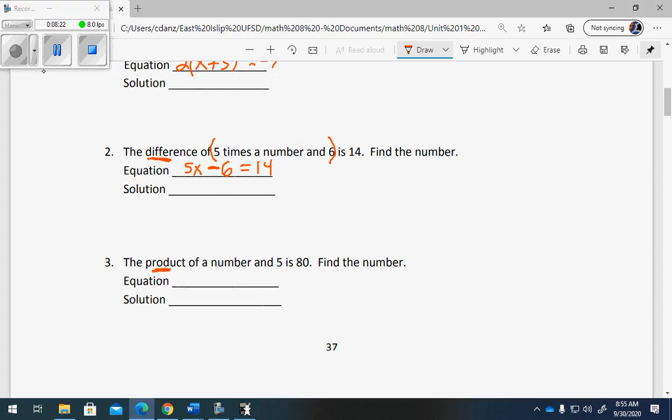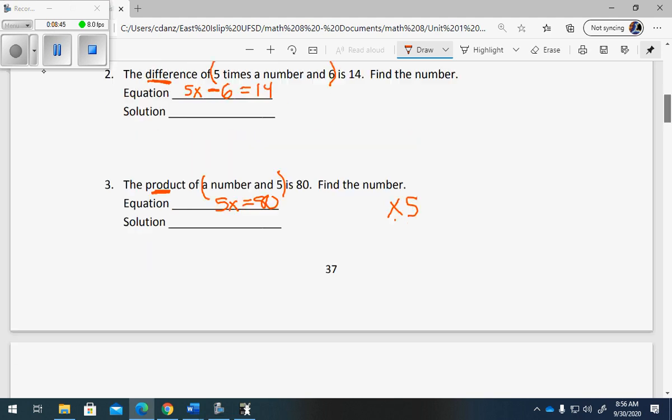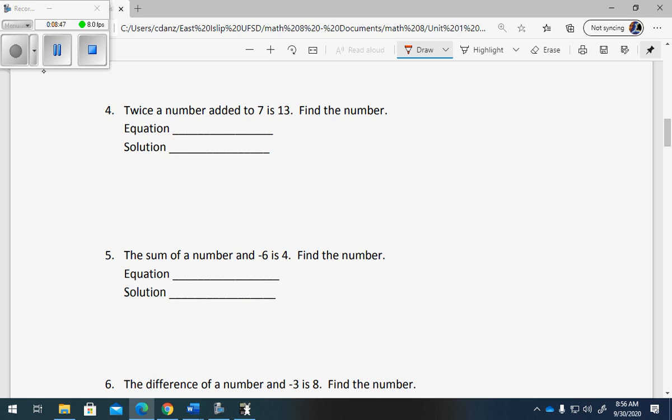The product. Product means to multiply. I need to multiply a number and 5. So it's just 5 times a number. Usually we don't write x5, right? A number and 5. We usually put the coefficient first. So that's why I wrote it as 5x. And the result is 80. These equations are like so quick to solve. So the main thing today is writing it.